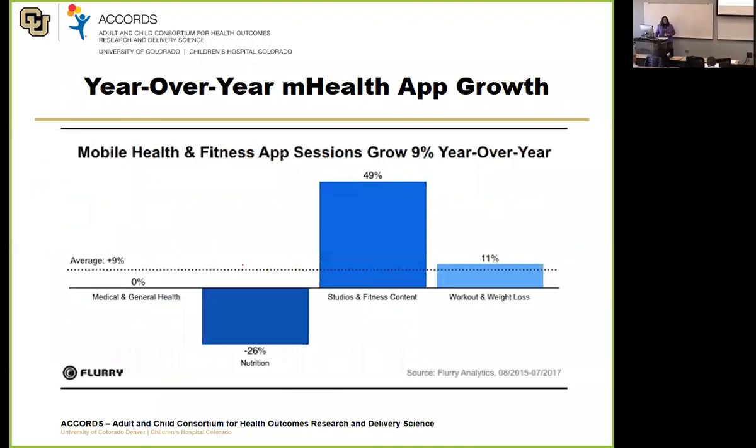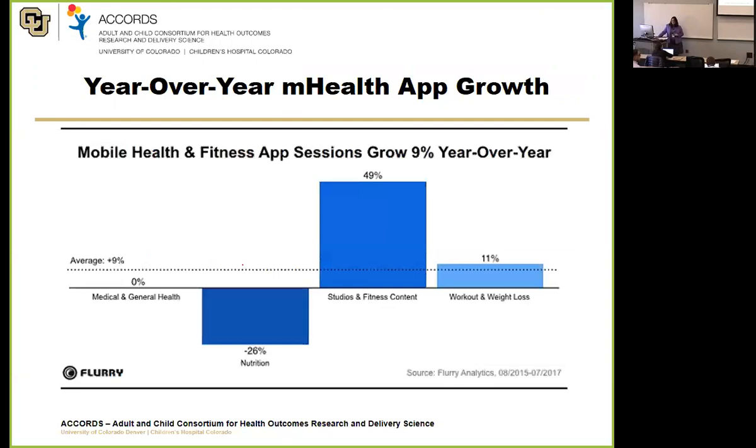This breaks down the mobile health app sector a little bit further. So you'll see a 26% drop in things focused on nutrition, almost 50% increase in things focused on fitness content, and 11% on things for workout tracking and weight loss. But the one I want to draw your attention to over here on the left is 0% change in growth in medical and general health.